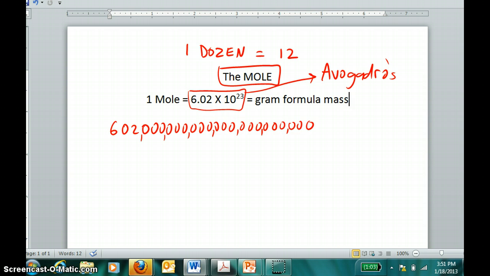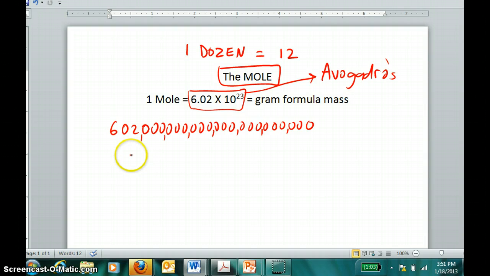Now, a mole also represents something else besides a large number of things. It also represents the mass in grams of the formula of whatever you're talking about. Now, that may not seem obvious at first, so let me give you an example. I'm going to only talk about elements in this video. We'll talk about compounds later.